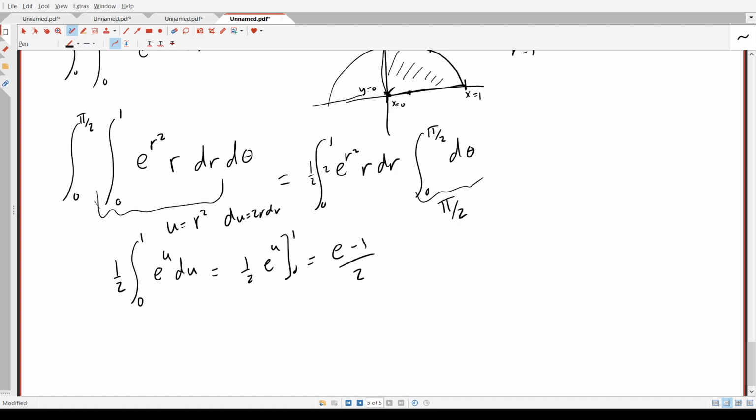Okay, and then so this is this. This is pi over 2, meaning that this integral altogether gives me pi over 2 times, sorry, not e, times e minus 1 over 2, which is pi times e minus 1 over 2.